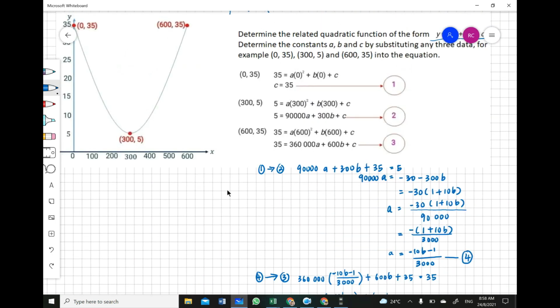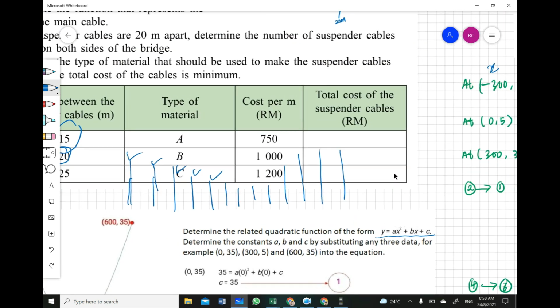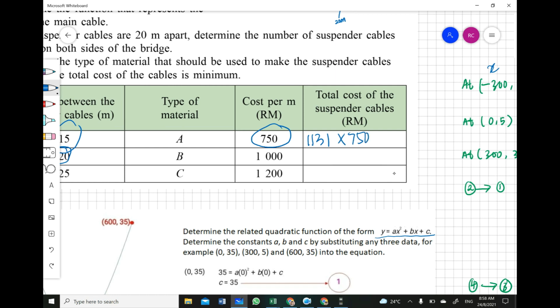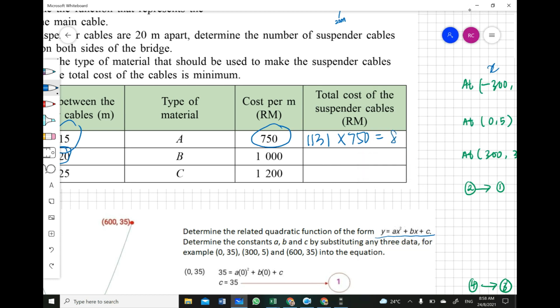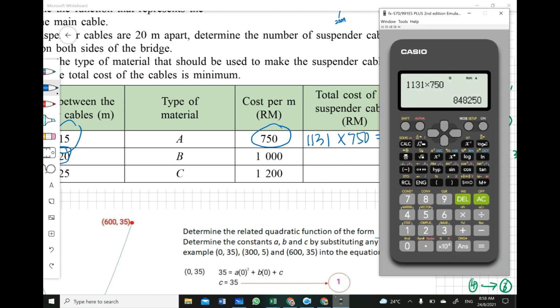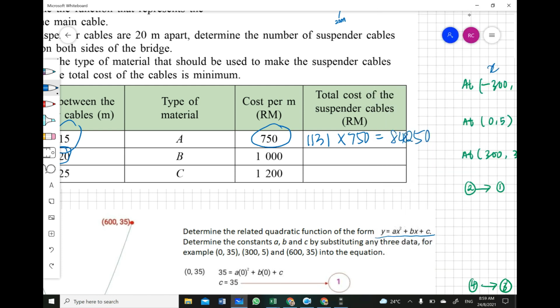Okay, we already have 1131 meter. This part, the total cost of the suspender cable, is equal to 1131, the total length, multiplied by the cost of 1 meter, 750. So 1131 times 750, you are going to get 848250. So it's exactly the same as the one that we have at the back of your textbook. 848250, correct or not? Yeah, 848250. Are you okay so far?